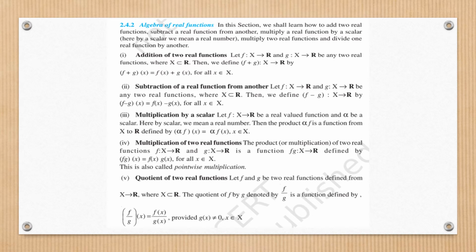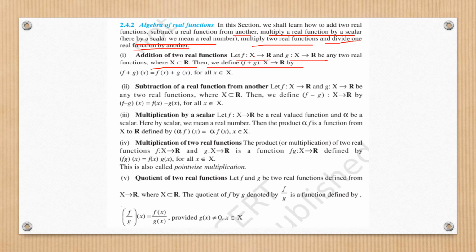Now the algebra of real functions. In this section, we will learn how to add two real functions, subtract a real function from another, multiply a real function by a scalar, where by scalar we mean a real number, and multiply two real functions and divide one real function by another one. So, addition of two real functions: let f be a mapping from X to R, g a mapping from X to R, meaning both the functions have the same domain and range. Let them be any two real functions where X is a subset of R.